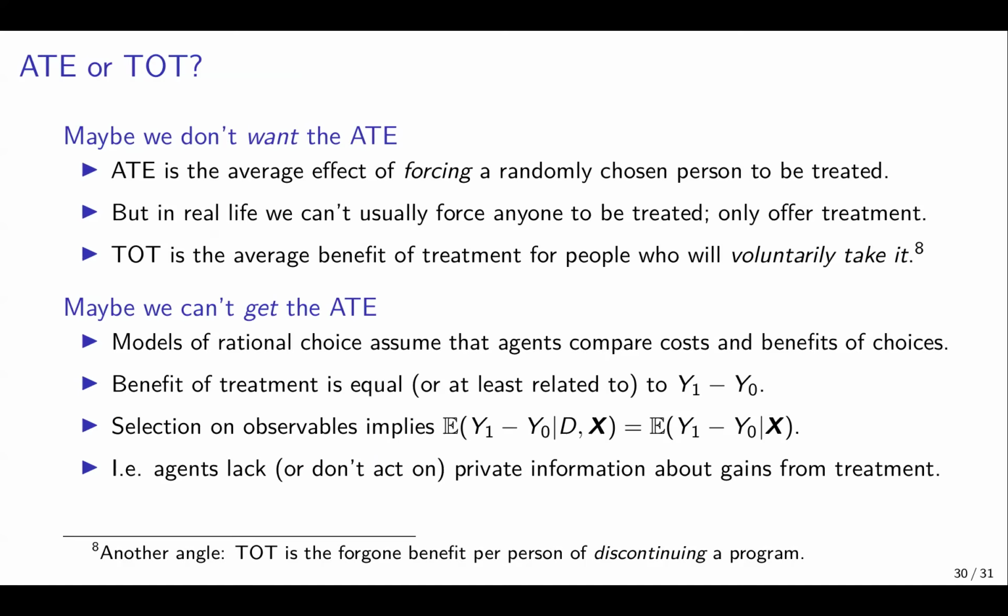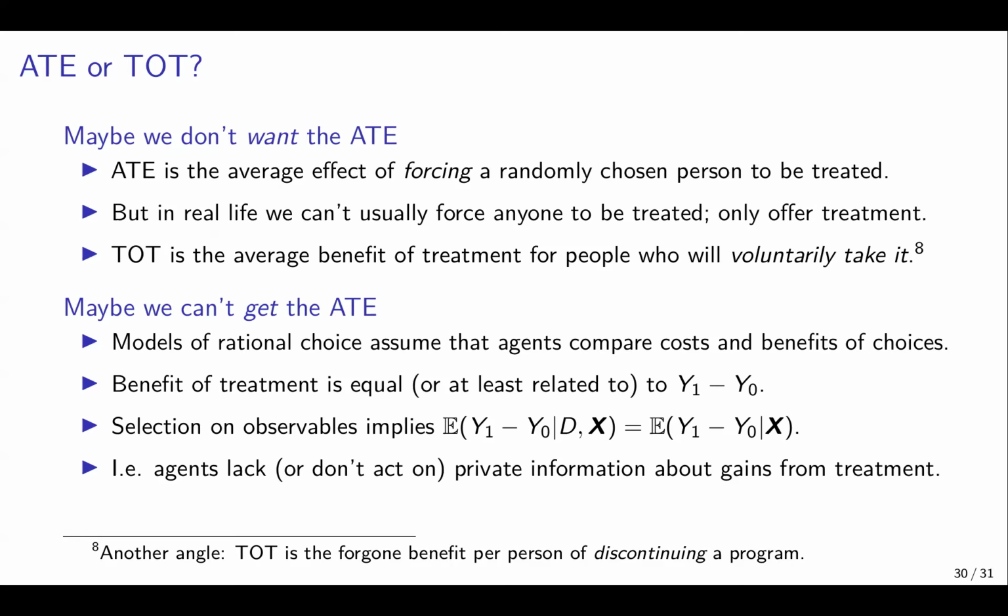Another point that we might want to raise is, are we even really interested in the average treatment effect after all? At the beginning of the lecture, I said, well, we might or we might not be, and I mentioned this thing called the TOT. The ATE, if you recall, is the average effect of forcing a random person to be treated. But in real life, in social science settings, we usually can't force someone to be treated. We can only offer treatment. The TOT, on the other hand, is the average benefit of treatment for people who will voluntarily take it. Another angle on this is that it's the foregone benefit, the benefit you lose per person if you discontinued a program. So maybe we don't actually want the ATE.